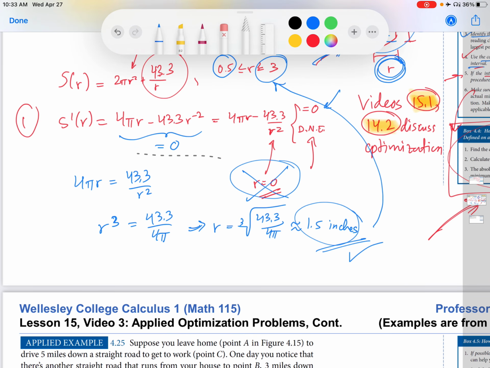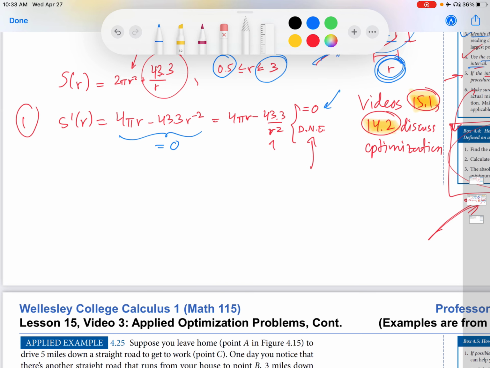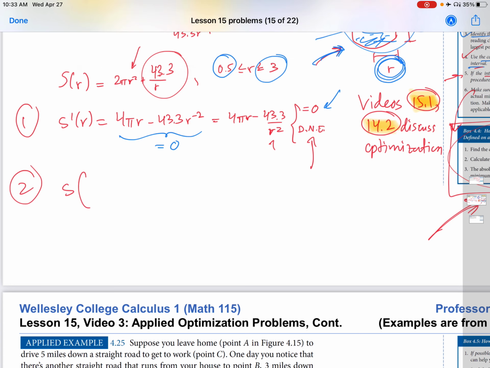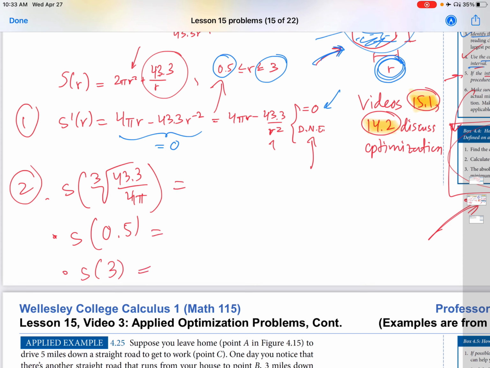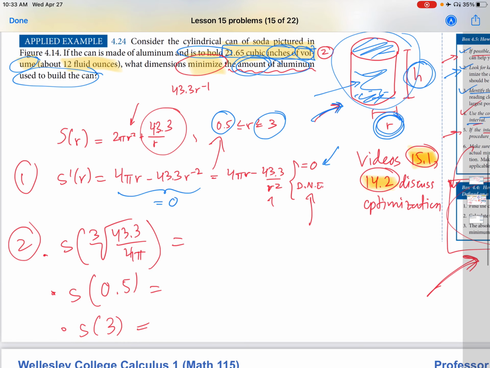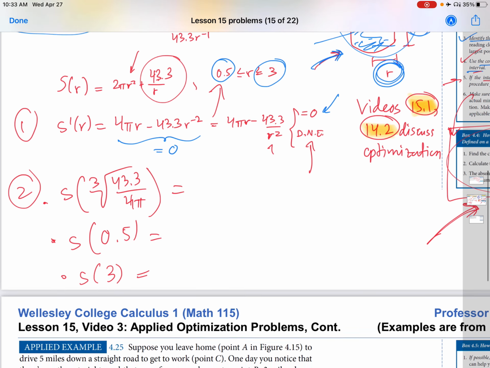Okay, so I have found my r value, and I am going to go back and do step number 2 and calculate s of that r value, critical number. I also want to calculate s of the endpoints. The endpoints are 0.5 and also 3, and see what I get. The largest of these numbers is going to be my maximum, but I'm not looking for that. I'm looking for the minimum, so the smallest of these numbers is going to be my absolute minimum.